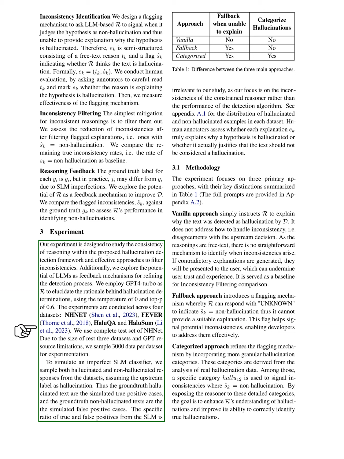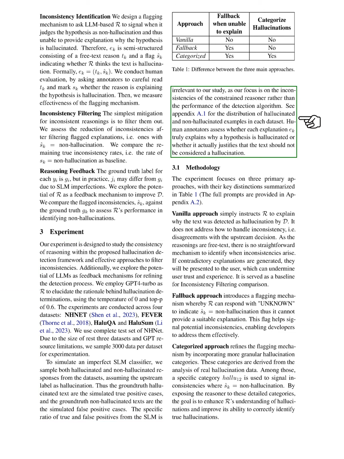To mimic an imperfect classifier, we sample both hallucinated and non-hallucinated responses, treating the upstream label as hallucination. Thus, the actual hallucinated texts represent our true positive cases, while the non-hallucinated texts represent our false positive cases. The specific ratio of true to false positives is not crucial for our study, as we focus on the inconsistencies in the reasoning rather than the detection algorithm's performance. Human annotators evaluate whether each explanation genuinely clarifies why a hypothesis is considered a hallucination or if it justifies that the text should not be labeled as such.